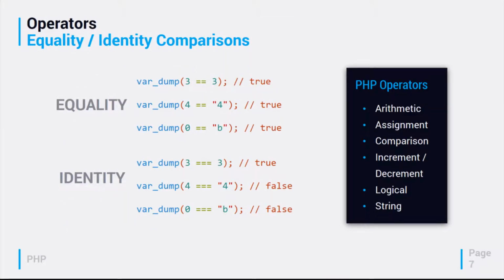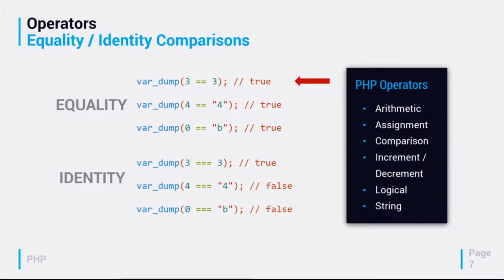PHP operators work like most other languages. However, it's worth noting the difference between the equality comparison, which has two equal signs, and the identity comparison, which has three equal signs. The equality operator compares whether two values are loosely equal. The identity operator compares whether the values are strictly equal. The equality comparison is willing to make type conversions.